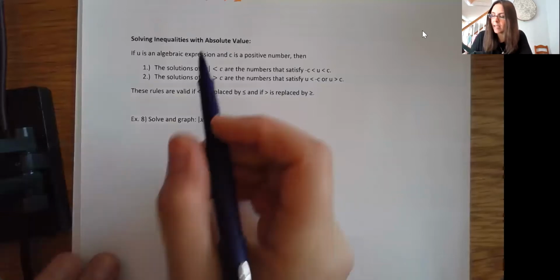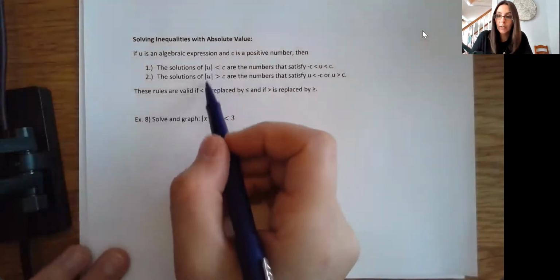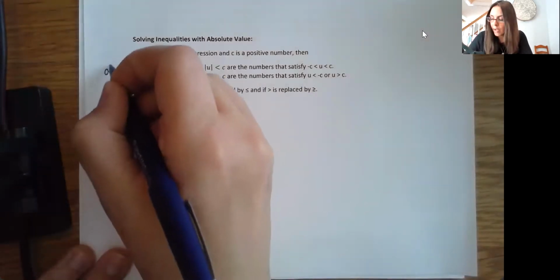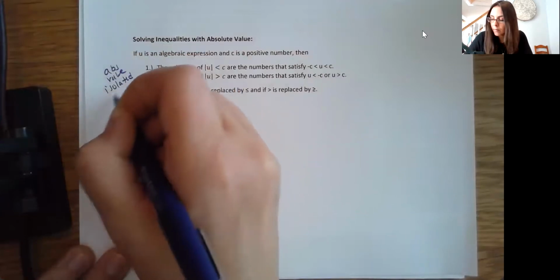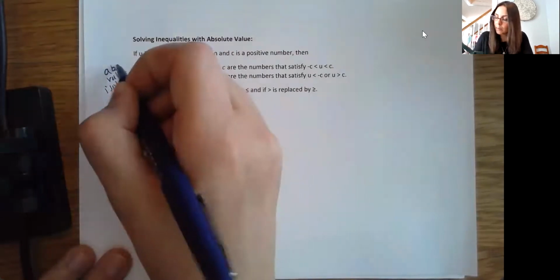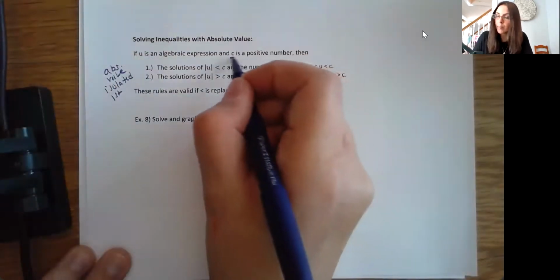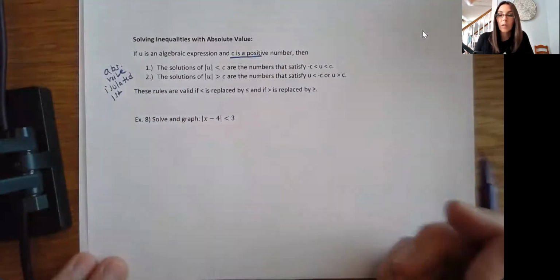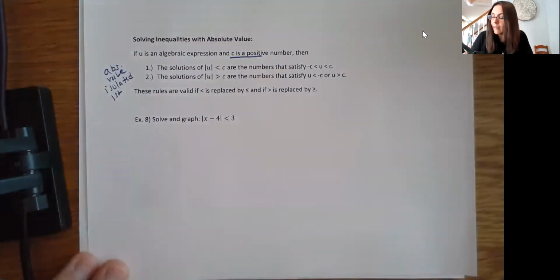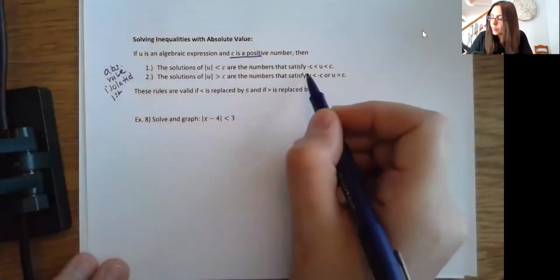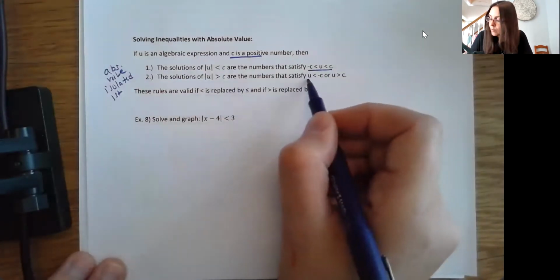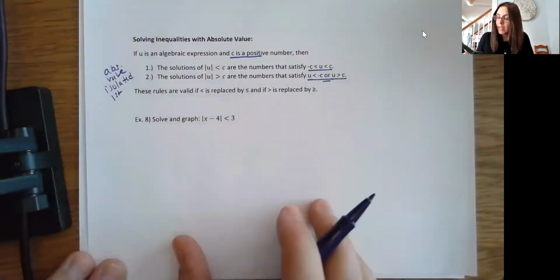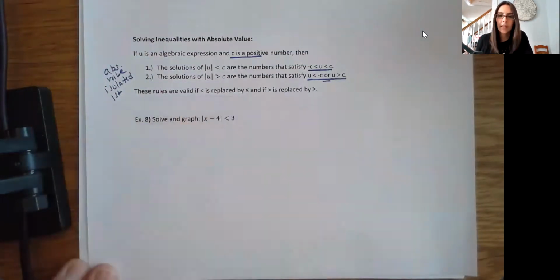Notice in all these cases that your absolute value is isolated first, just like before. That's really important. And then, of course, C is still a positive number, so you still have that same requirement. Now, if you have a less than symbol, then you're going to split into this form. If you have a greater than symbol, you're actually splitting into this form and you have an or in between. And of course, these still work if you are using less than or equal to, or greater than or equal to.